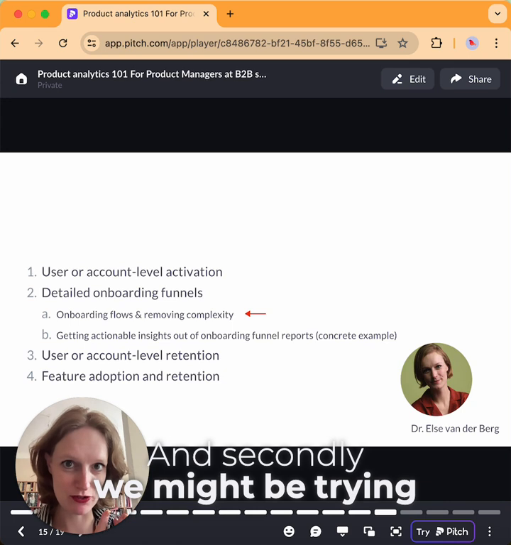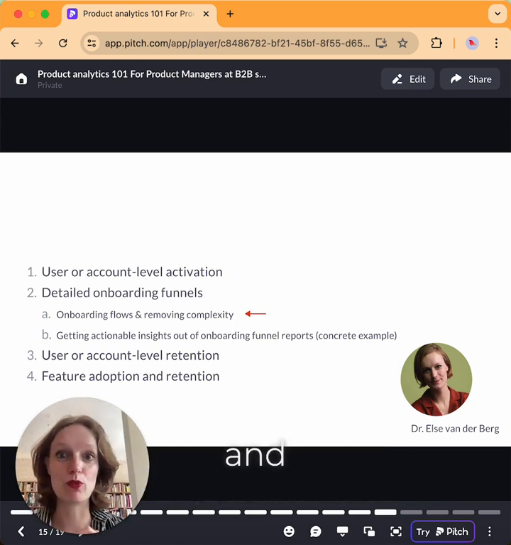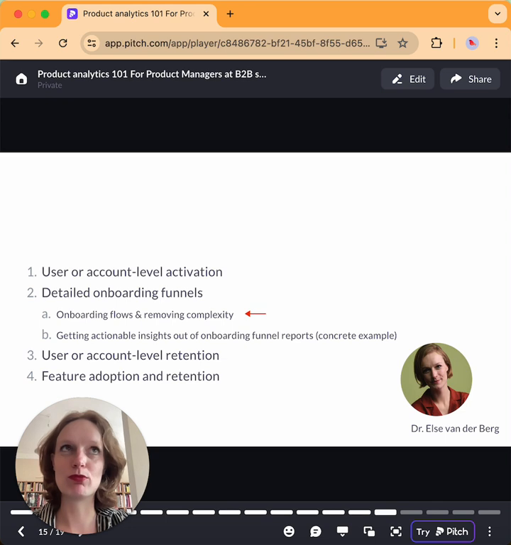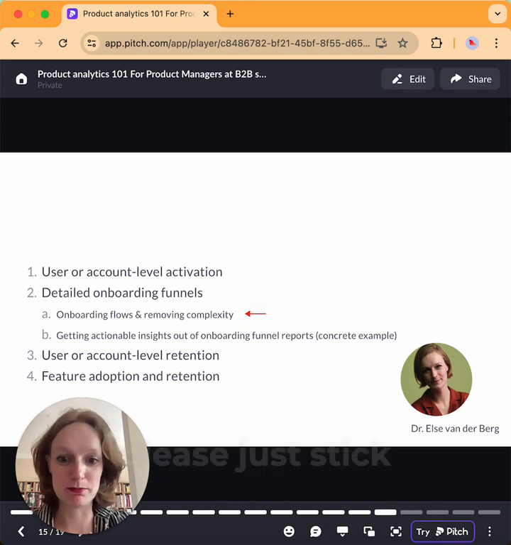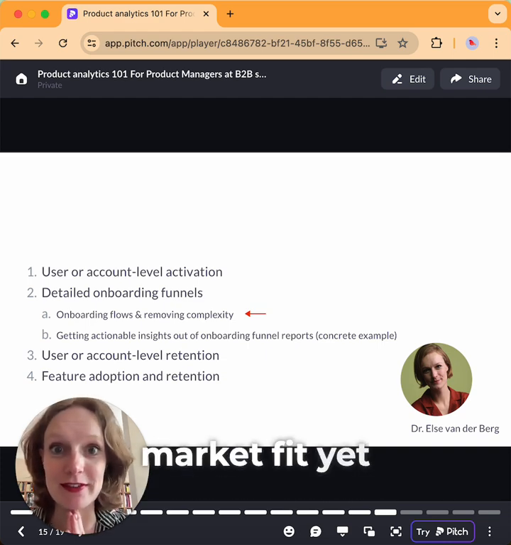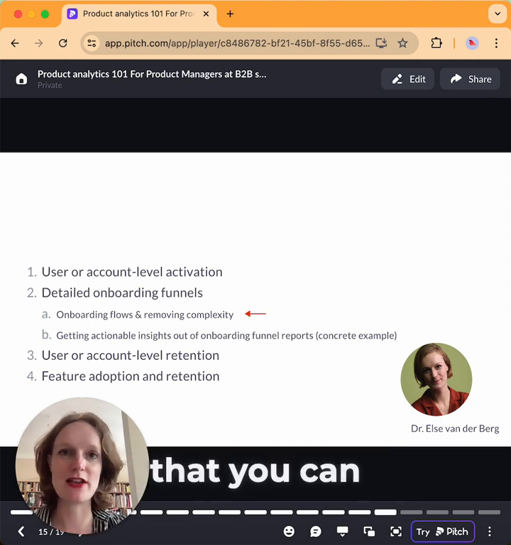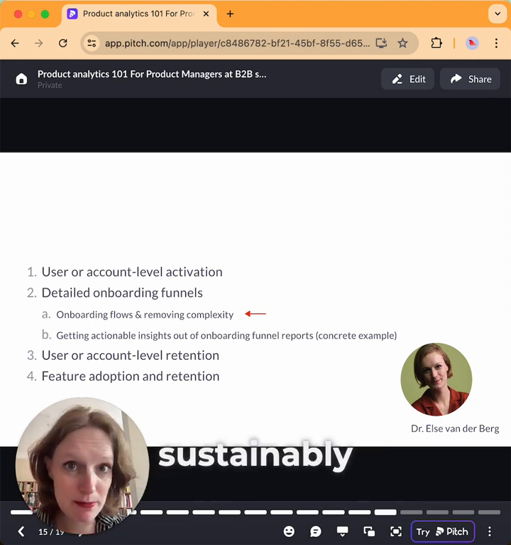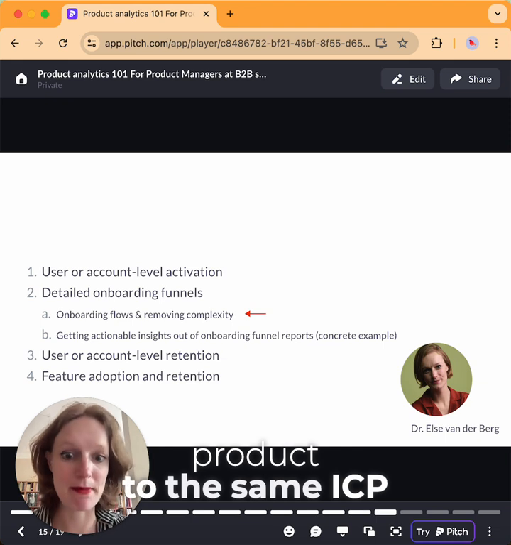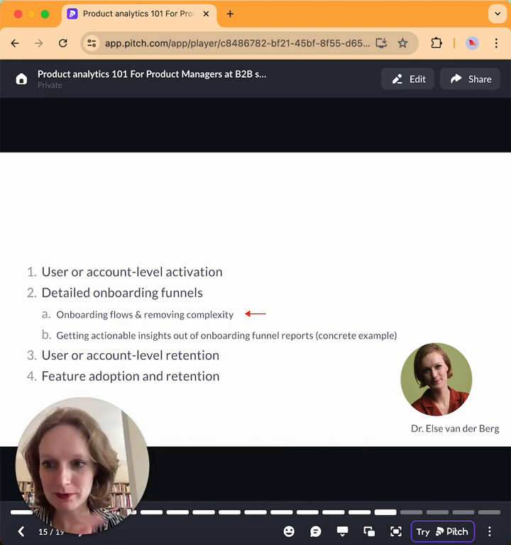Secondly, we might be trying to target multiple ICPs, ideal customer profiles, which all might have different goals or different use cases. Long story short there, please just stick to one ICP, at least if you don't have product market fit yet. For me, product market fit means, in short, that you can sustainably resell a standardized product to the same ICP over and over in a repeatable, predictable manner.